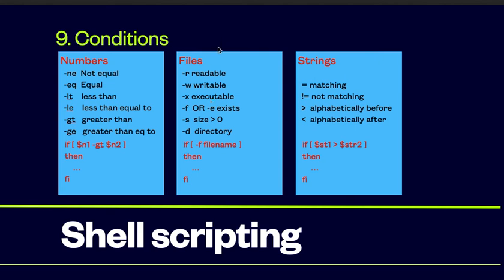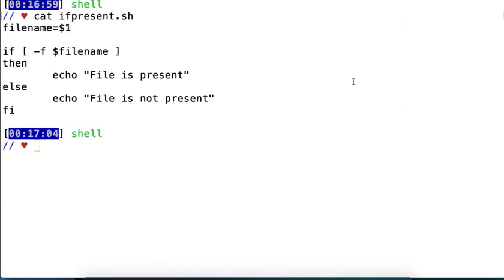So we've learned in this session about what conditions are checked on numbers, how we can use the operators for files, and how strings are matched. And we also learned how we can use the test operator to test a condition instead of the square brackets. So this is all about this session.